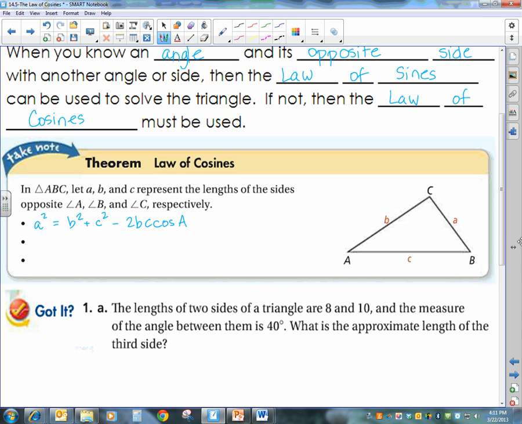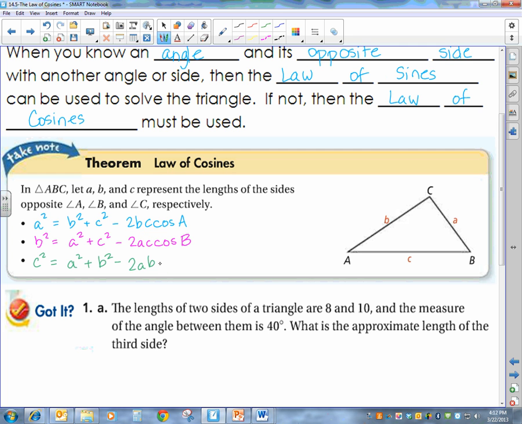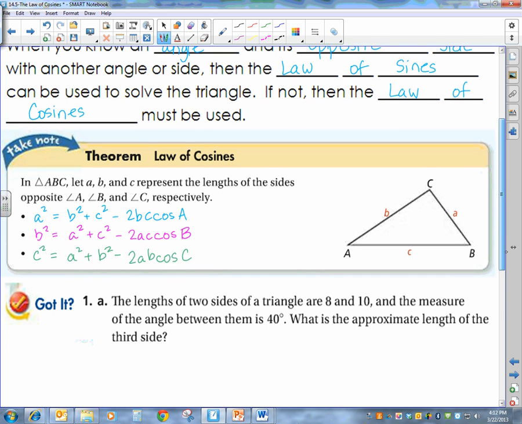Another variation of it might be b squared is equal to a squared plus c squared minus 2ac times the cosine of B. Or yet another one, c squared is equal to a squared plus b squared minus 2ab cosine of C. So the gist of what we have is we know two sides, like if I'm looking at the last one, if I'm looking for side c and I know a and b, and then I also know the angle in between those two sides. Alright, so let's go do some of those problems.